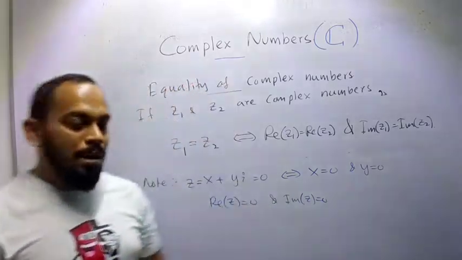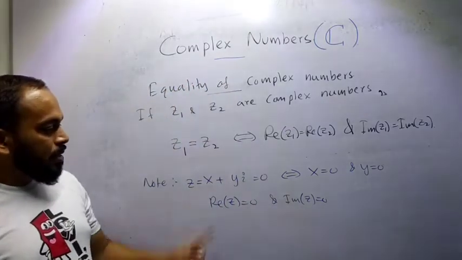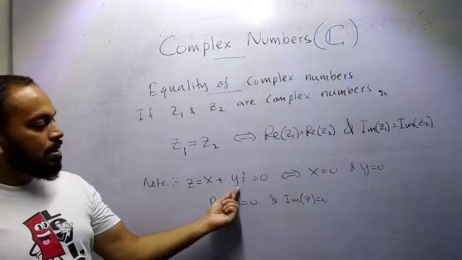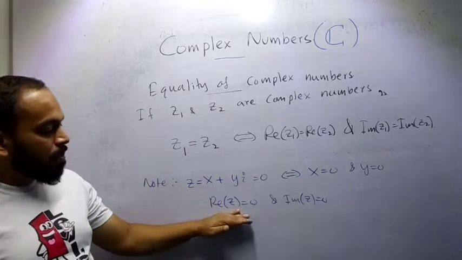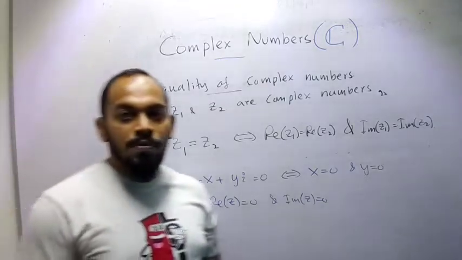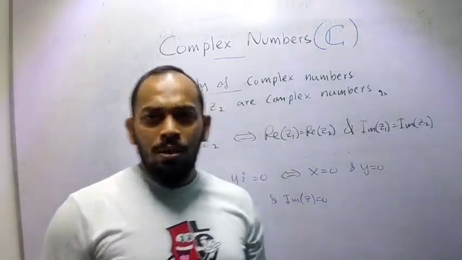Both real part and imaginary part are equal to 0. So x and y are, this is the real part, this is the imaginary part. This means that the real part of z equals 0 and the imaginary part of z is equal to 0.